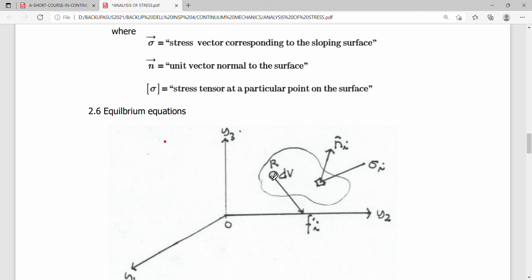So we have here an irregular body defined by the region R. We have a region R upon which the boundary is described by the surface of this body. This is a three-dimensional body on a right-handed coordinate system, where the permutation is a positive 1, 2, 3 permutation, y1, y2, y3, in the counterclockwise direction.